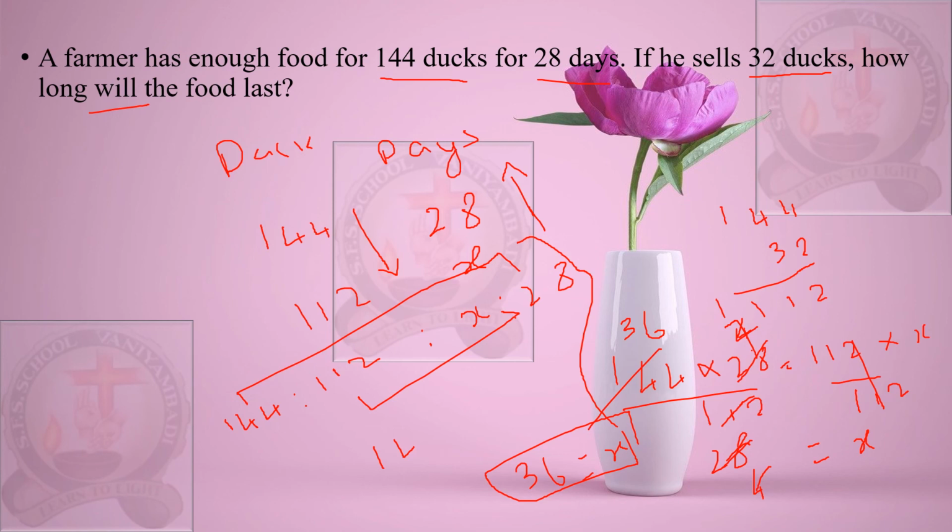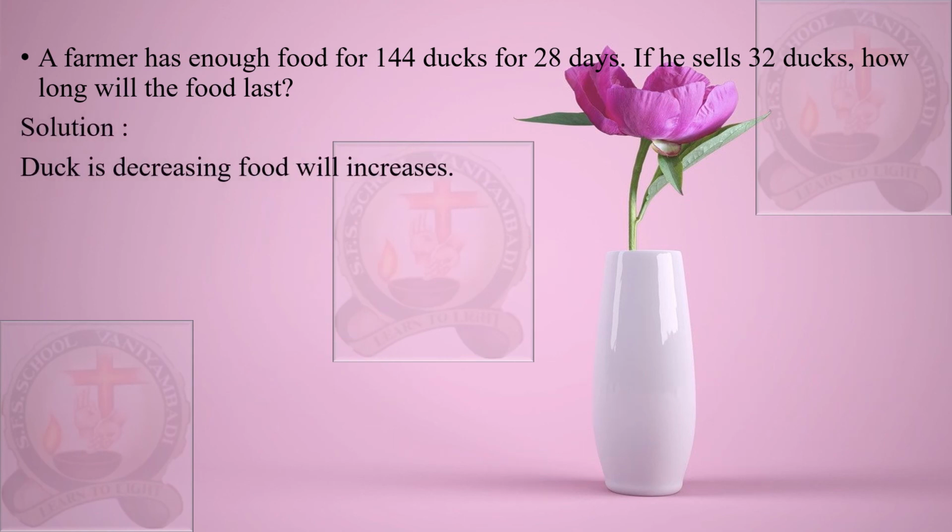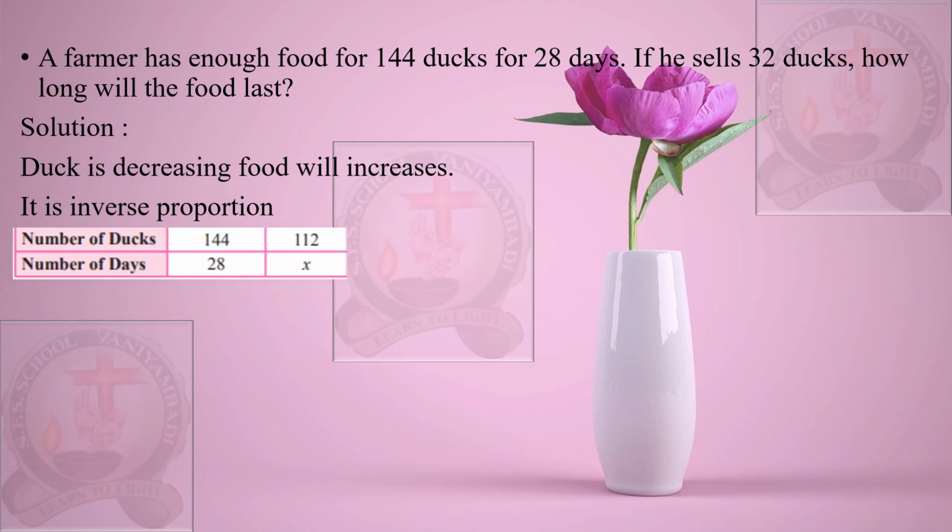Now children, already we have assumed what is the x here. So x is nothing but the number of days that food will last. For how many ducks here? 112 ducks, children. As I told you, for 144 ducks the food will last for 28 days. If the ducks are reduced to 112, the food will last for 36 days. I hope you understood very well. The ducks are decreasing, so the food will definitely last longer. It is an inverse proportion.